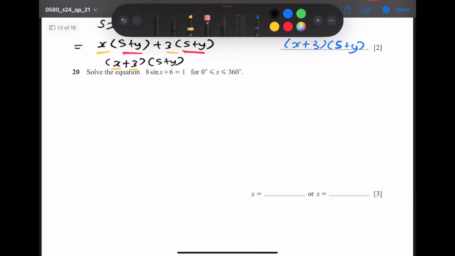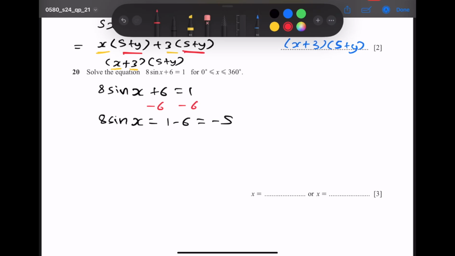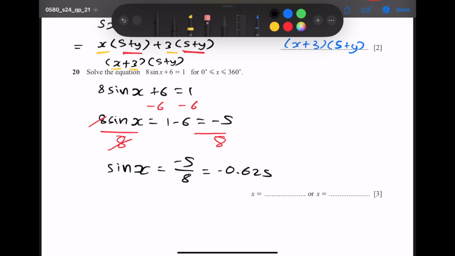Okay, question 20. Solve the equation 8 sin x plus 6 is equal to 1 for the domain 0 is less than or equal to x less than or equal to 360 degrees. So if you have 8 sine x plus 6 is equal to 1, if we subtract 6 from both sides, we get 8 sine x is equal to 1 minus 6, which is equal to minus 5. Now if we divide 8 from both sides, this cancels off, we get sine x is equal to negative 5 divided by 8, which is negative 0.625.